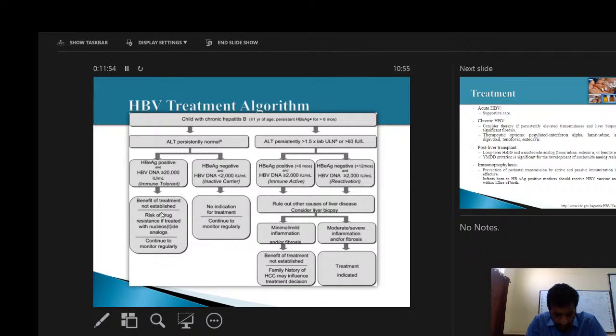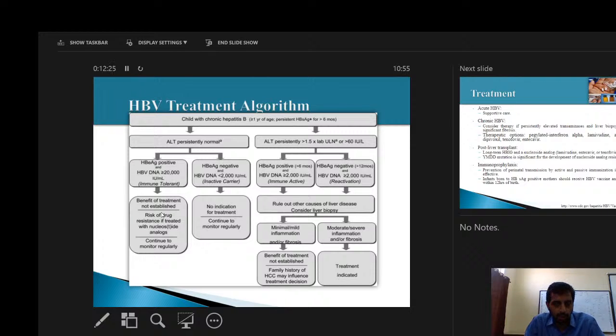Why? Because once you treat the patient, it doesn't necessarily mean that the patient is cured. Hepatitis B treatment suppresses the viral load but doesn't completely eliminate the virus. The patient is not cured. So in the immune tolerant phase, there is no immunity working. You give your drugs, the viral DNA comes down, but as soon as you stop the treatment, the virus comes back, because there is no immunity to help you fight the virus.